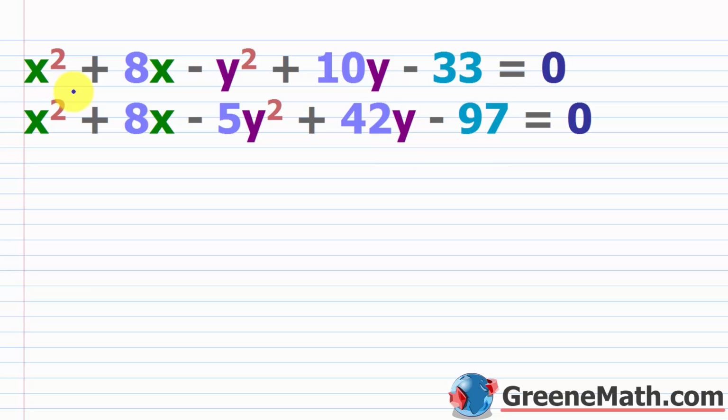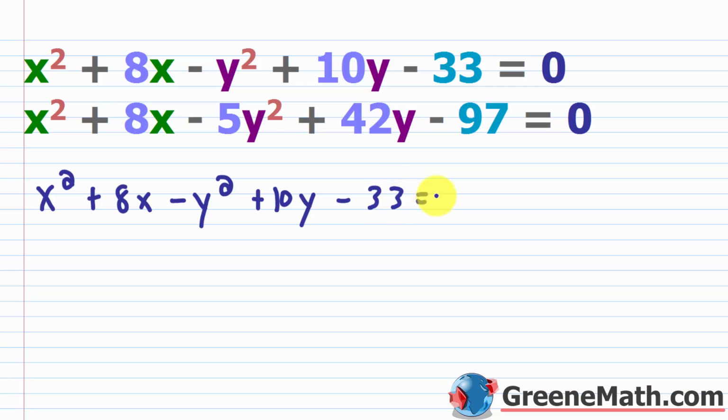So I have x squared plus 8x minus y squared plus 10y minus 33 equals 0, and x squared plus 8x minus 5y squared plus 42y minus 97 equals 0. Notice how these are the same. So what I can do here is start by multiplying this bottom equation by negative 1. So what I'd have is, let me copy the top one: x squared plus 8x minus y squared plus 10y minus 33 equals 0.